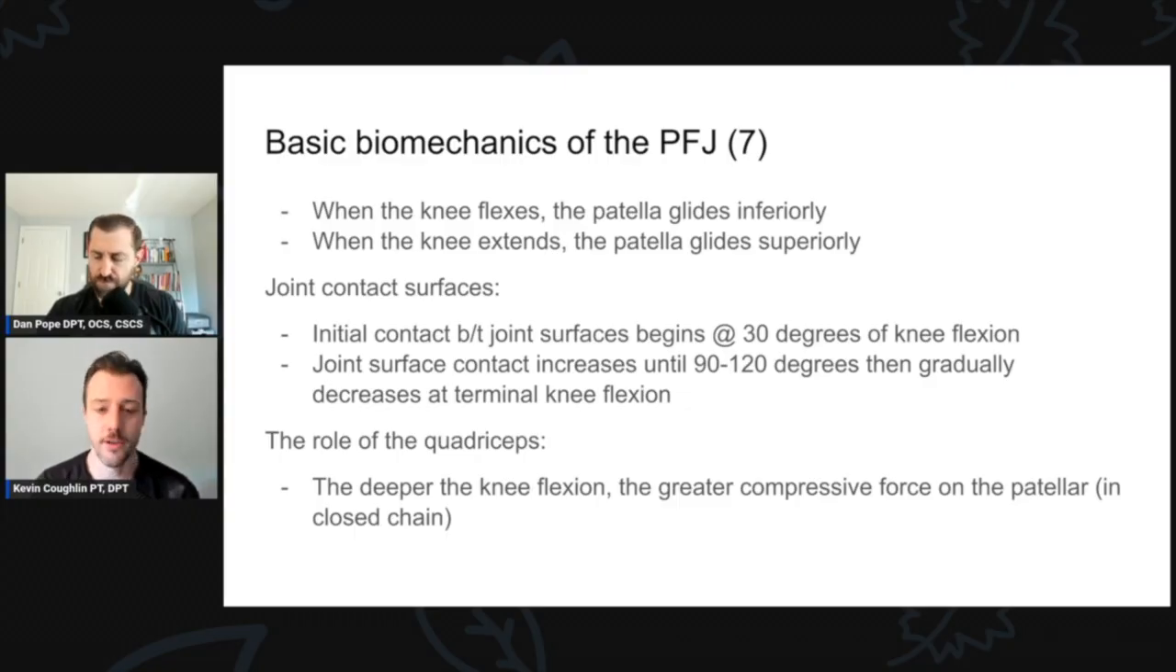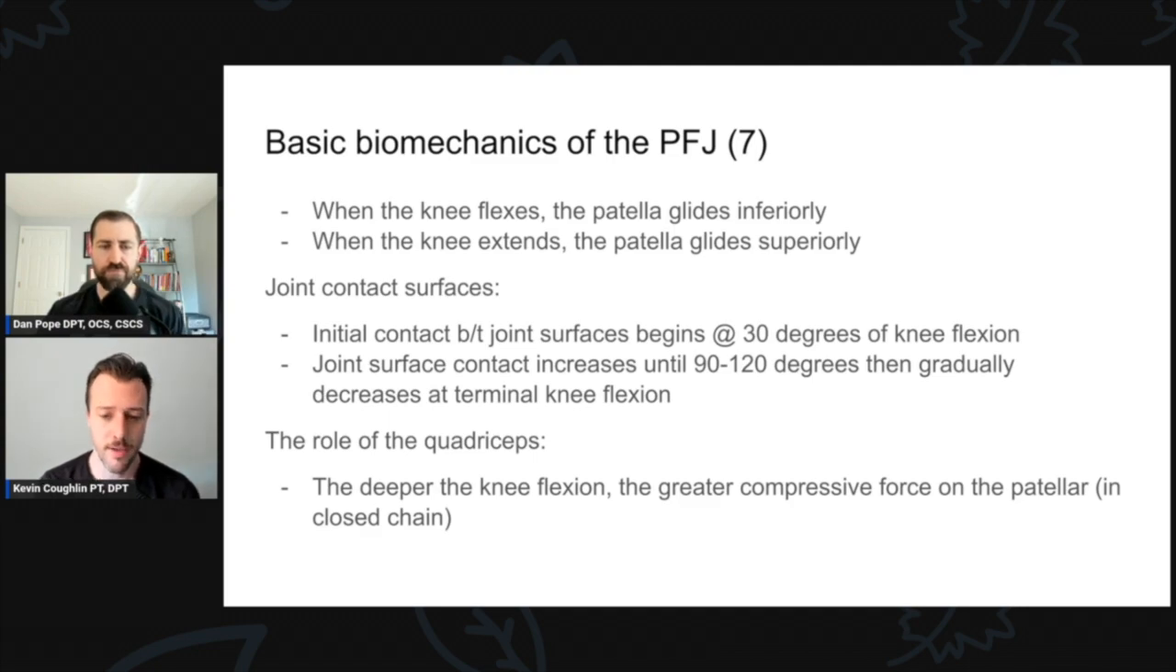And that makes sense because when you're talking with someone about what might hurt and they say, squatting hurts, but if I partial range, it's a little bit better, I go deeper and it's really, really painful. That definitely checks out. We know you have more joint contact there. And then there is a role of the quadriceps, right? So the deeper the knee flexion, we're probably getting some more compression at the patellofemoral joint as well. And we'll talk about the quad's role with muscle contraction because that's going to affect the biomechanics at the patellofemoral joint and contribute to some of these compressive forces.